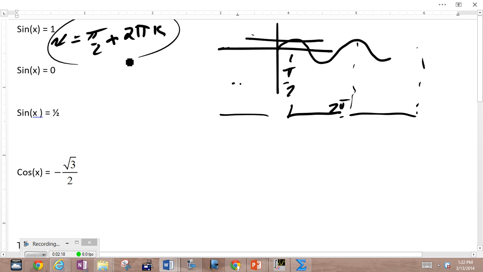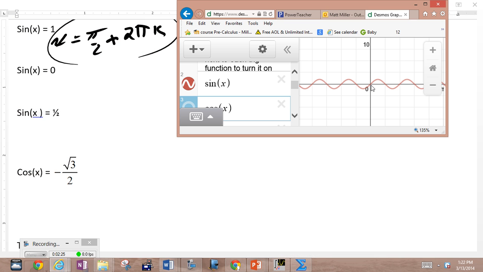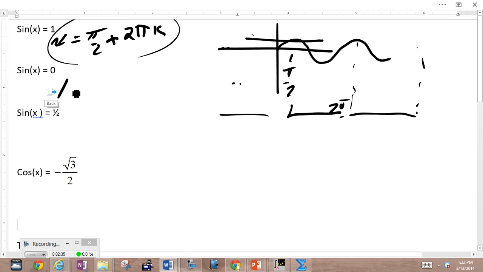Now, if I were to say, where's the sine equaling 0? Here's my graph. Sine equals 0 at 0, pi, 2 pi, 3 pi, 4 pi, at all multiples of pi. So the answer there would be x equals pi k. Remember, k is just an integer, so when k is 0 it's 0, when k equals 1 it's 1 pi, and so on and so forth.